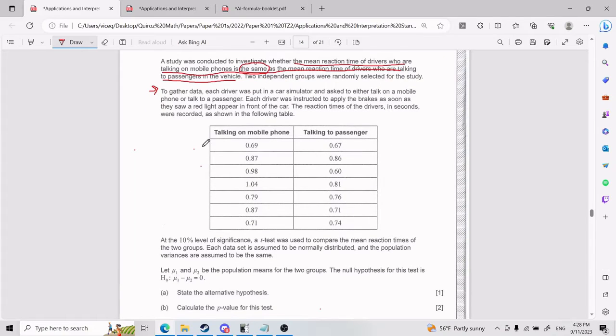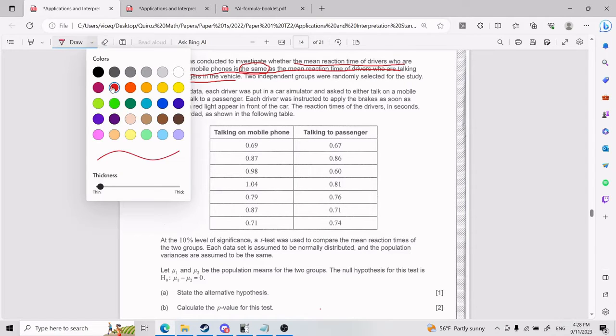So, for example, guy number one, right? When talking on a mobile phone and I had to press brake, braked in 0.69 seconds. See, like a little more than half a second. And while talking to a passenger, it was a little less than that. See, 0.67 seconds. All right. So that is how you read the data. That is the context. That is what's going on. Here is where it gets a little juicy.